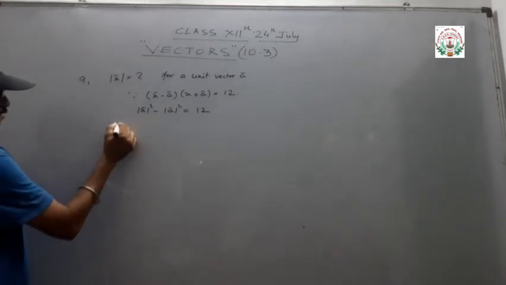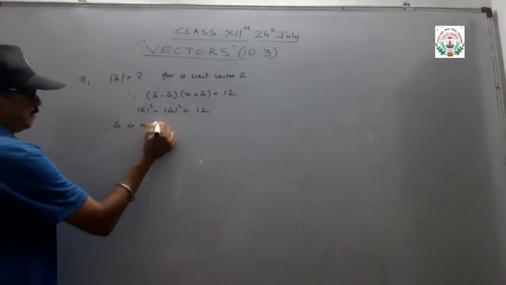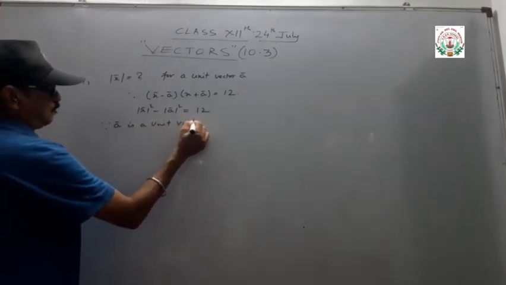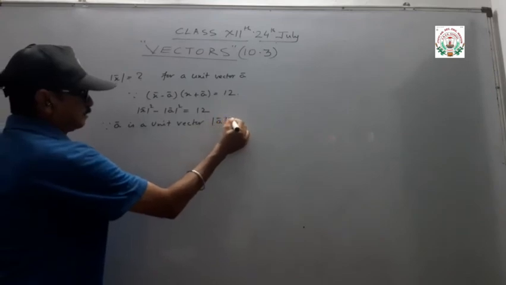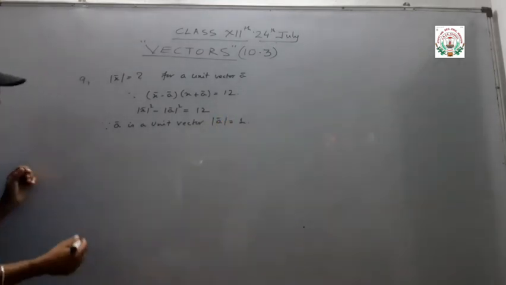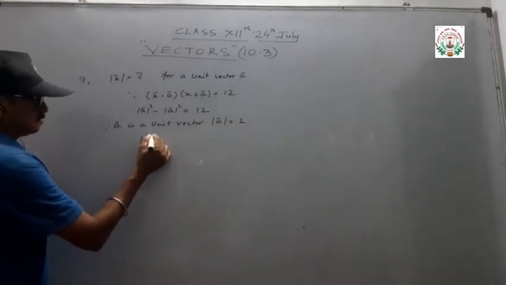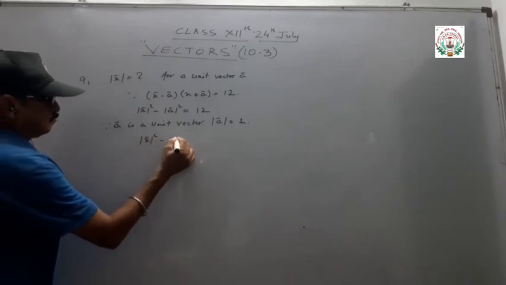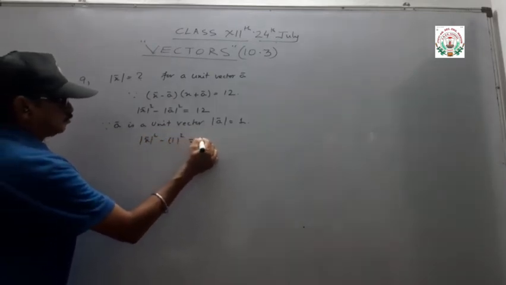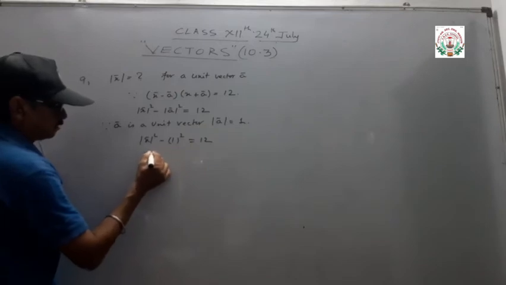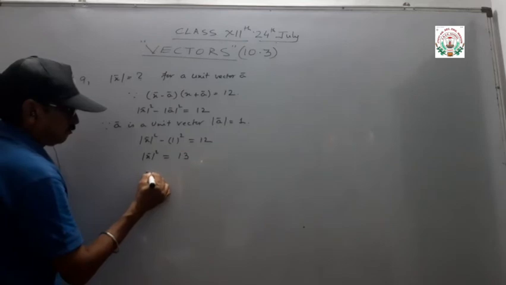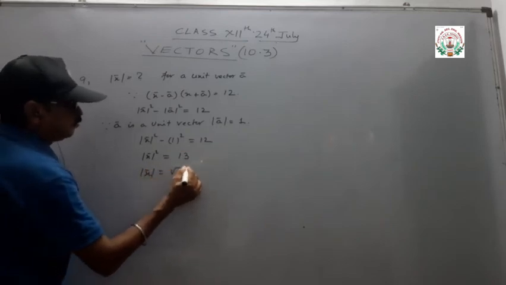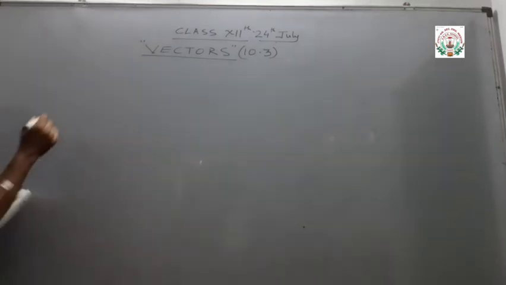Since vector A is a unit vector, according to the definition of a unit vector, the modulus of vector A is equal to 1. That's why x square minus 1 square will be equal to 12. So |x|² becomes 13, and x will be equal to square root of 13. Question number 10 now. Next question.